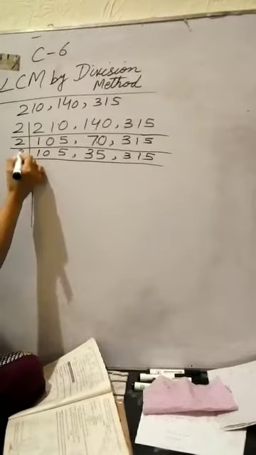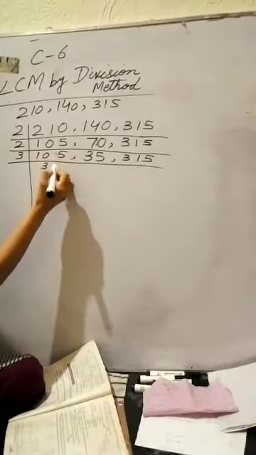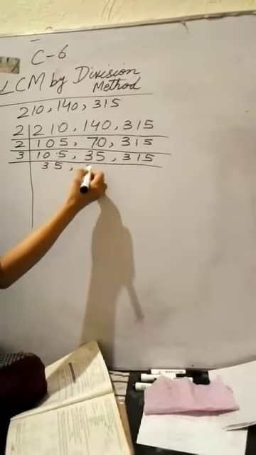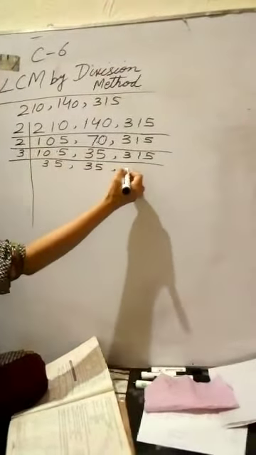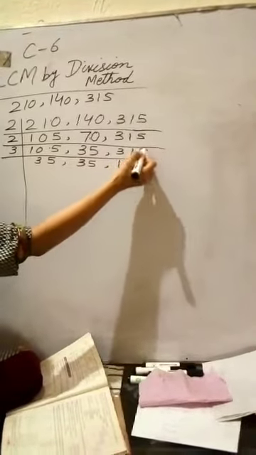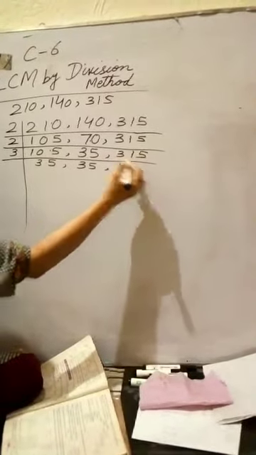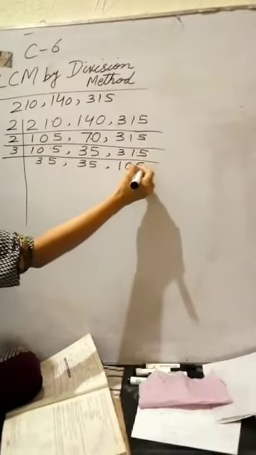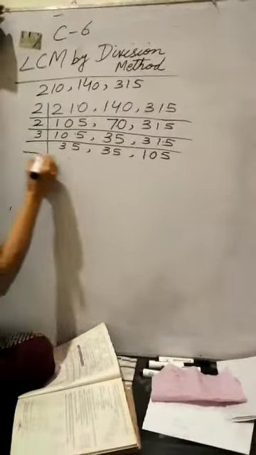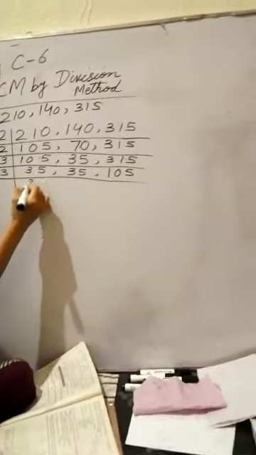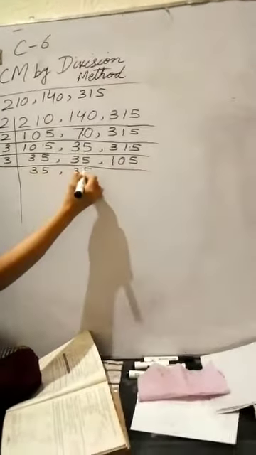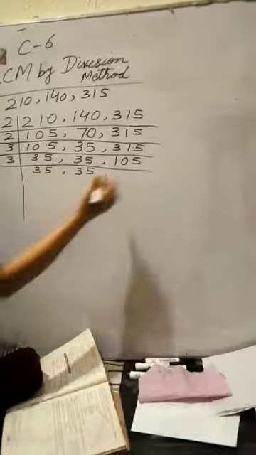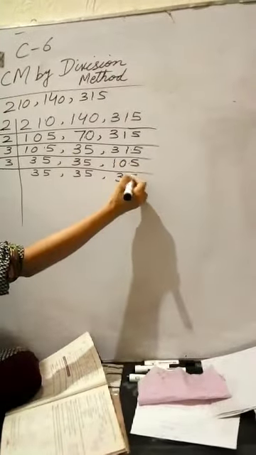Go with 3. 3 times 3 is 9, 1 on the carry, 3 times 5 is 15. 35 is not possible. Then we have 3 times 1 is 3. Now I am taking 2 digits both, so put 0. 3 times 0 is 0, 1 on the carry, 3 times 5 is 15. Now again with 3, 35 is not possible, 35 is not possible, but 105 is possible. 3 times 3 is 9, 1 on the carry, 3 times 5 is 15.